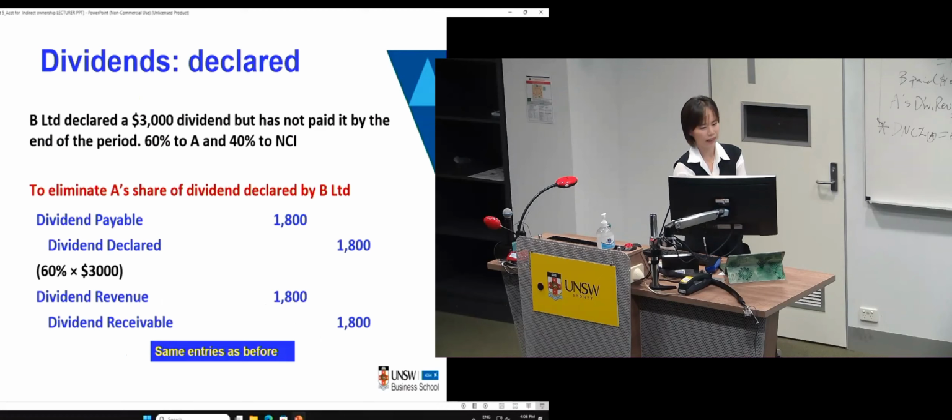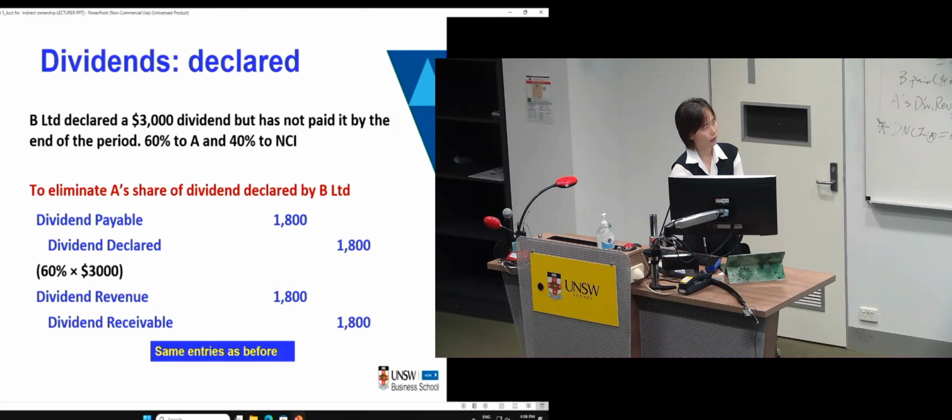Okay, all right. Now let's move on to look at dividend declared. Now it's common company may declare dividend towards the end of reporting date, then paid in the following financial year. Now this will result in a dividend payable to be recognized by subsidiary B Limited, right? And A correspondingly record a dividend receivable. Now again, this is an intragroup dividend payable receivable, right? This is the intragroup asset liability. Now this must be eliminated.